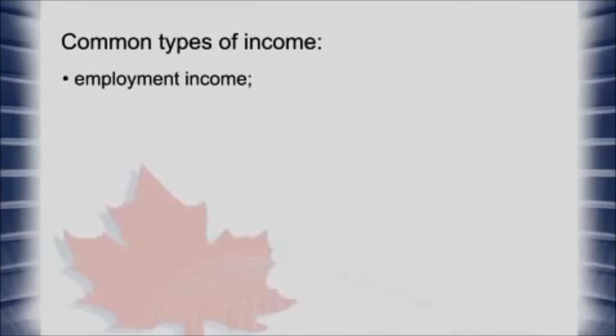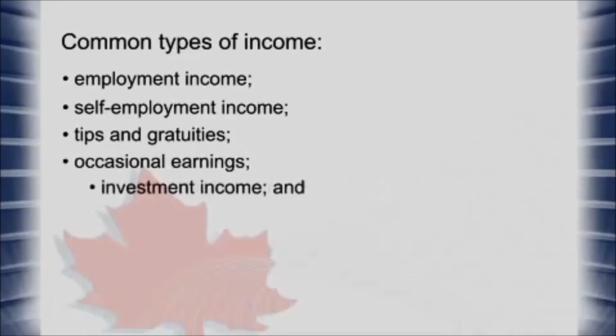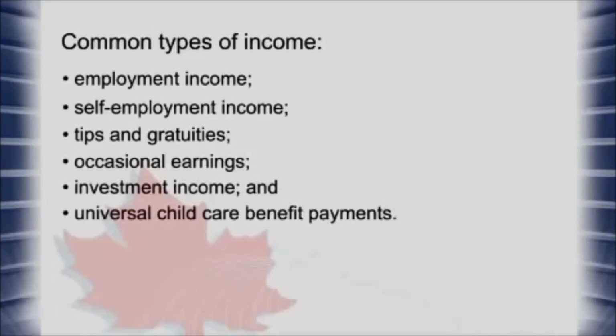What types of income are taxable? Generally, most types of income you receive are taxable, and you have to report them on your income tax and benefit return. Some of the common types of income a Canadian resident may receive are employment income, self-employment income, tips and gratuities, occasional earnings, investment income, and universal child care benefit payments. This is a general list. For more information on taxable income, go to the CRA webpage on that topic. The link is included in the related links for this segment.